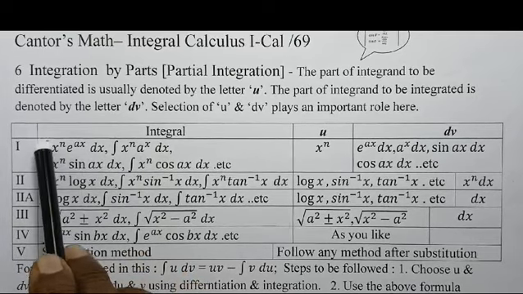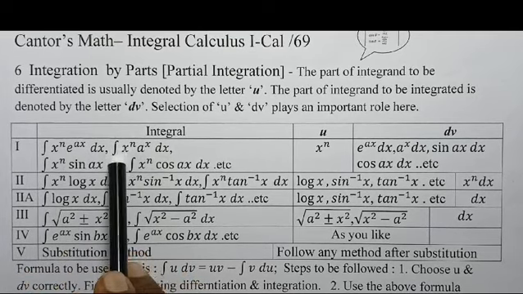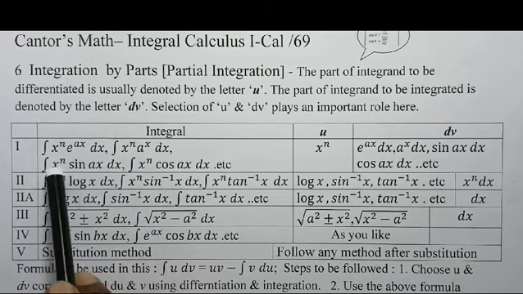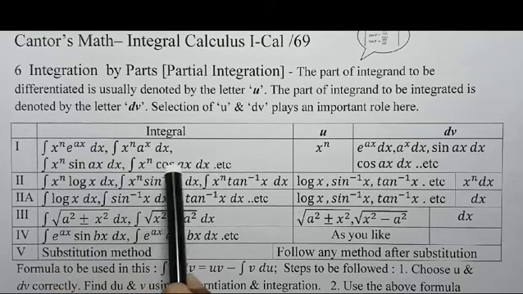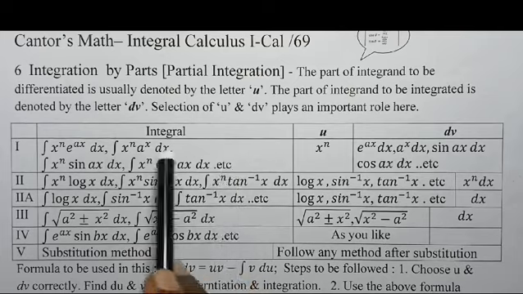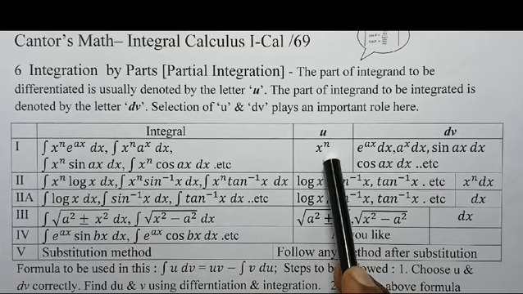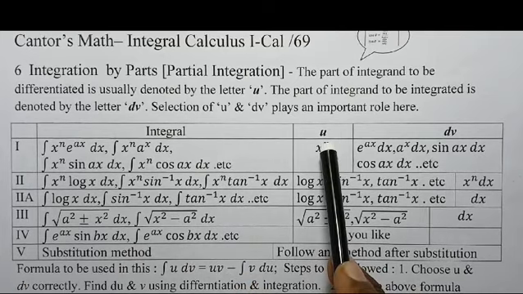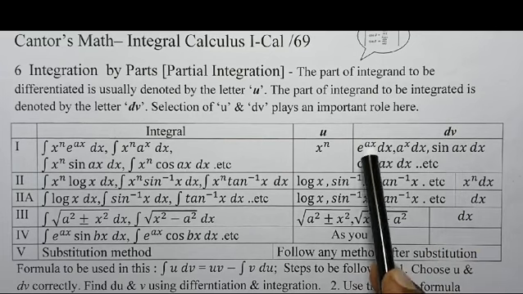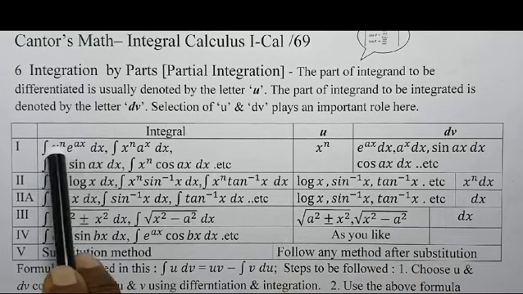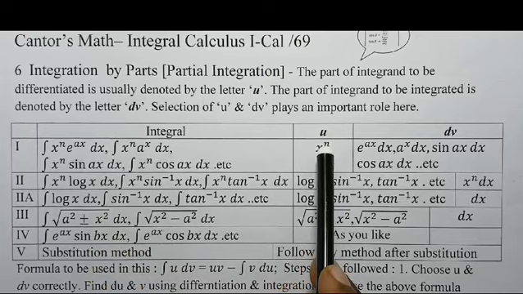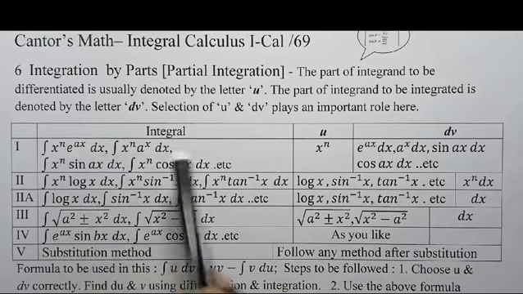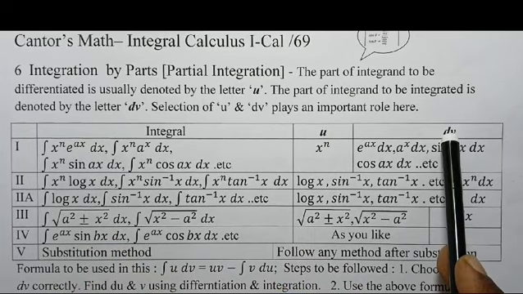Here we have integral x^n e^x dx, integral x^n a^x dx, integral x^n sin ax dx, integral x^n cos ax dx, etc. In these cases, you take u as x^n. You differentiate this, and you take dv as the remaining part. Here, in integral x^n e^(ax) dx, if you take u equal to x^n, the remaining is e^(ax) dx. Therefore, take it as dv.